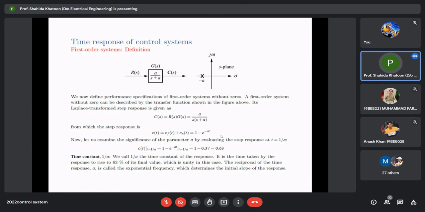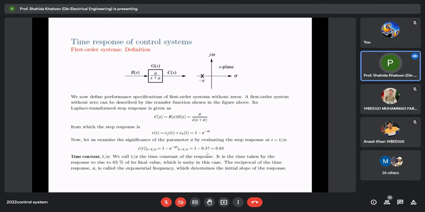Now let us examine the significance of the parameter a by evaluating the step response at t equal to 1 by a. So you replace t by 1 by a: c(t) is 1 minus e to the power minus at, at t equal to 1 by a. So it becomes 1 minus 0.37, because e to the power minus 1 is 0.37. So 1 minus 0.37 is 0.63. So this is basically the time constant. 1 by a, we call it the time constant of the response.